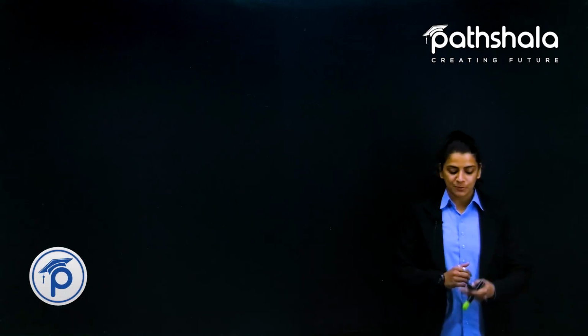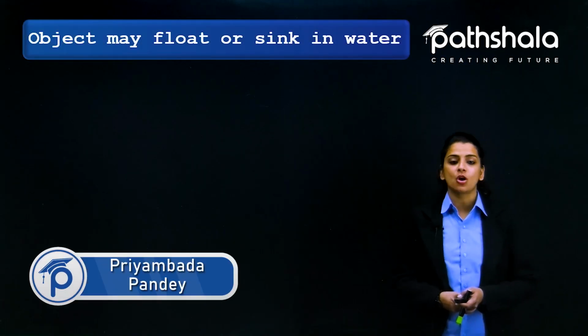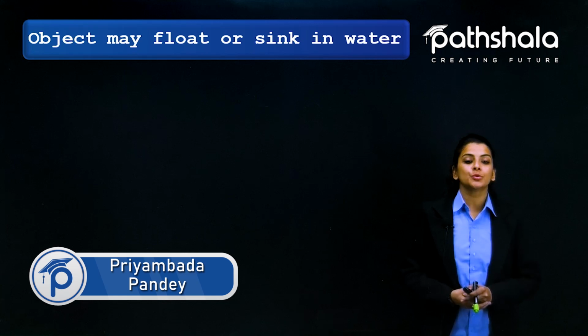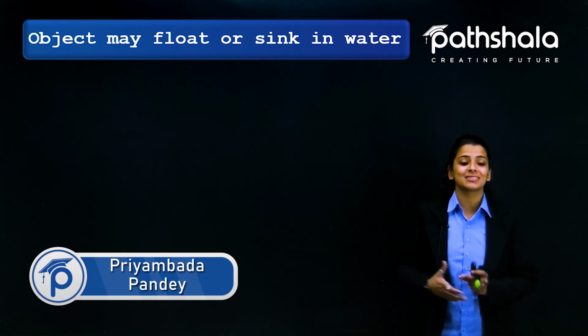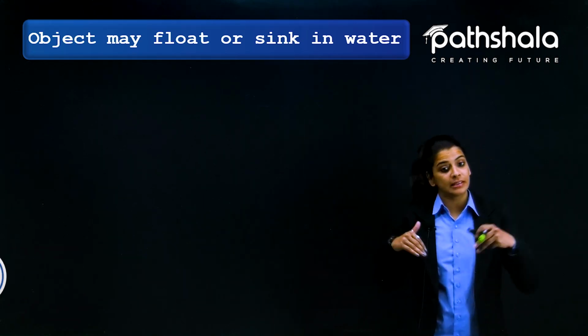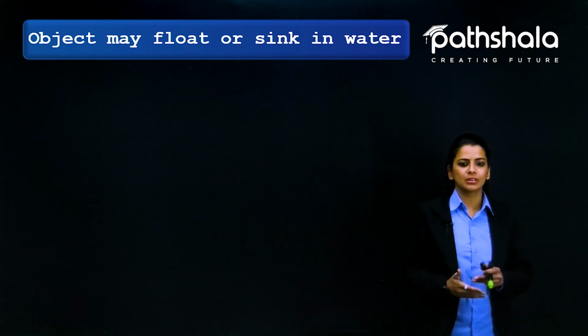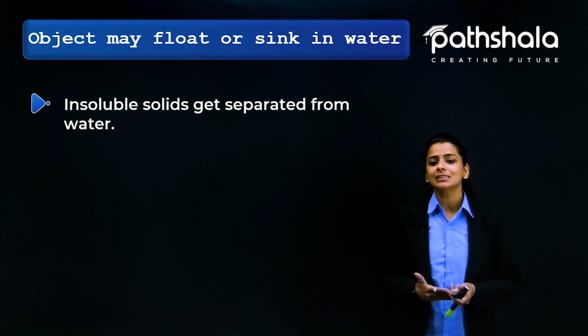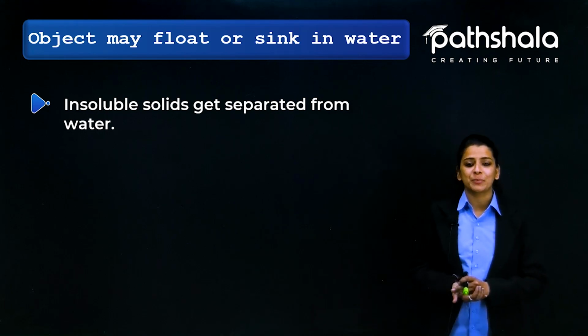Now let's move on to the next property, that is objects may float or sink in the water. So we are going to study about such objects or substances that can totally sink in the water, or they may float in the water. So what we have in it, that insoluble solids get separated from water.